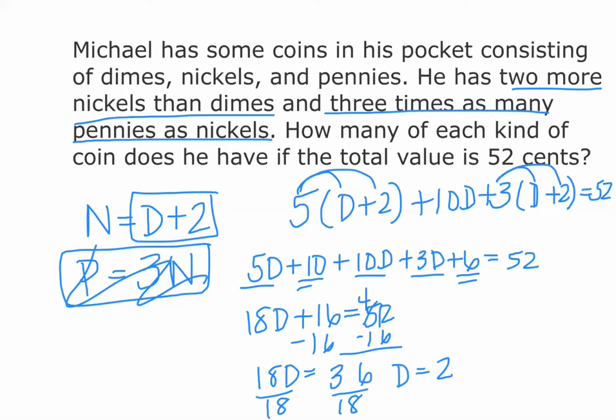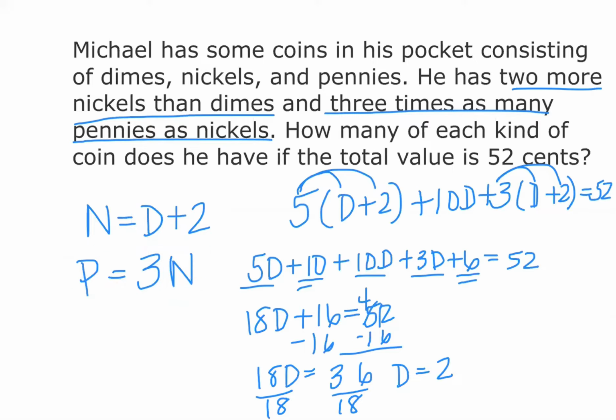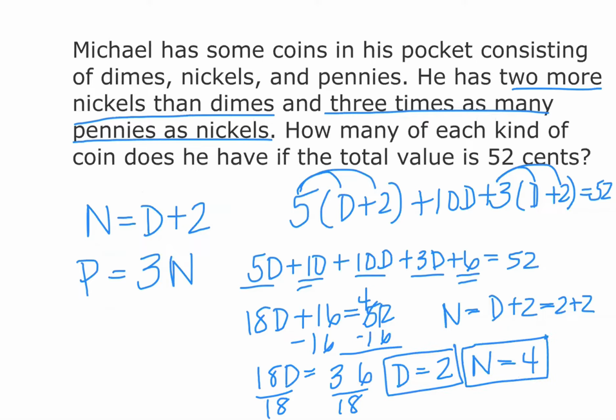Okay? Now that I have dimes, now I can find the other ones. So nickels equals d plus 2, which is just 2 plus 2. So nickels equals 4. Dimes equals 2, nickels equals 4. And then pennies equals 3 times nickels. We know that n equals 4, so I replace that and I get p equals 12. Okay, so even though there's 3 unknowns, all we have to do is keep doing substitution, and that's it.